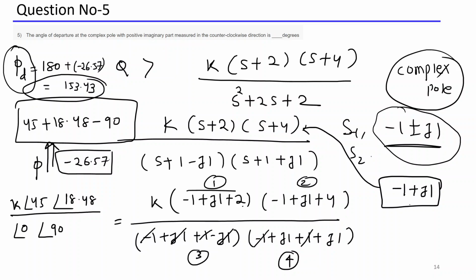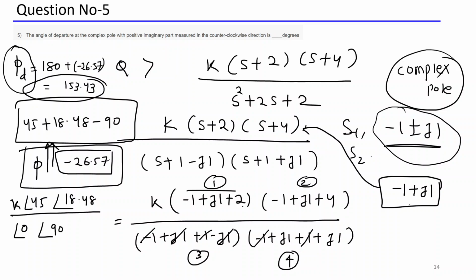Sir, please explain the last point, sir. Which point, ma'am? Up to minus the angle up to phi, it's clear, sir. Minus 26.57. After that, how do we get phi d, sir? After getting this angle you got, minus 26.57. After that, clear, sir.